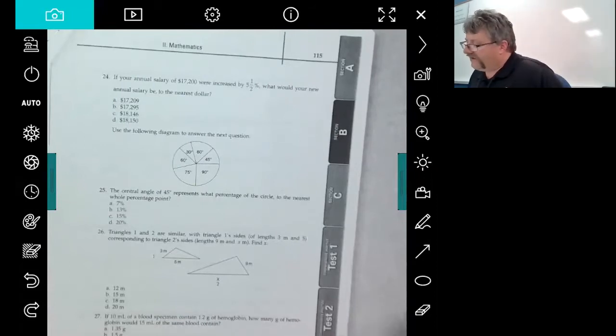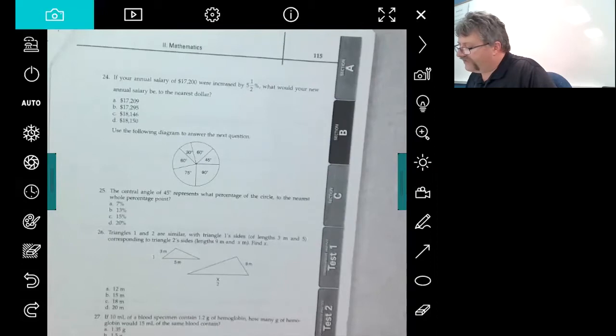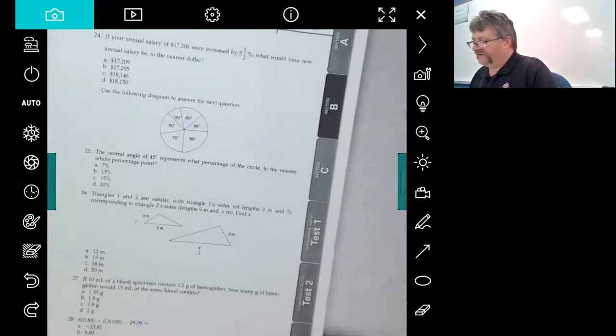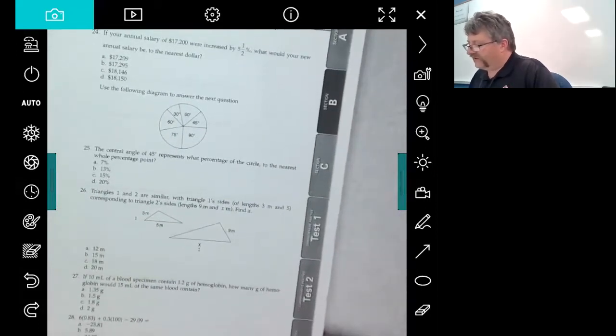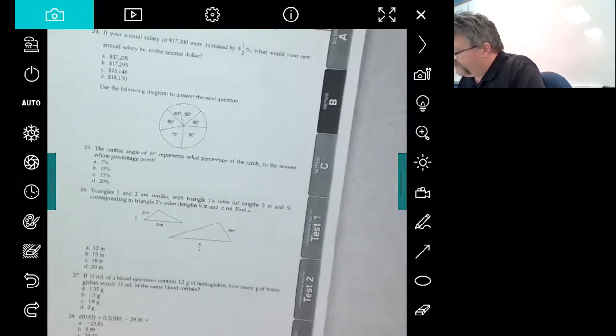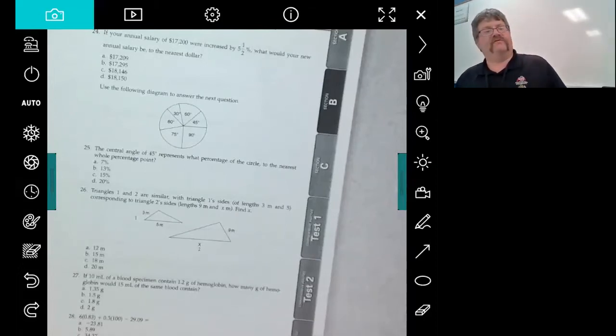Okay, use the following diagram to answer the next question. Okay, this is your pie chart with percentages in there. 25 says the central angle of 45 degrees represents what percentage of the circle to the nearest whole percentage point? 26, triangles 1 and 2 are similar, with triangle 1 side lengths of 3 meters and 5, corresponding to triangle 2 side lengths of 9 meters and some mystery x meters. Let's find the value of x.